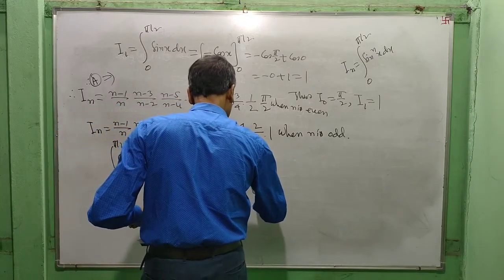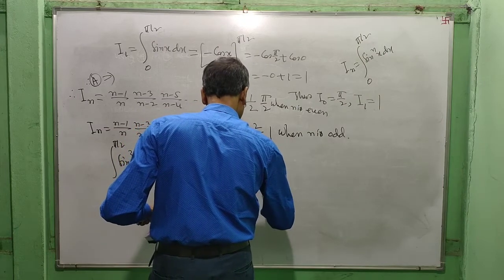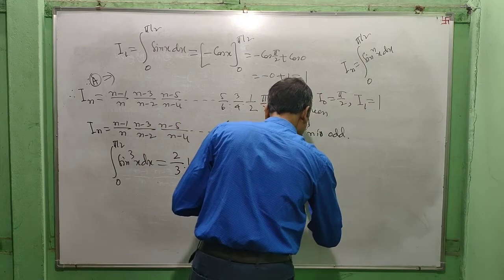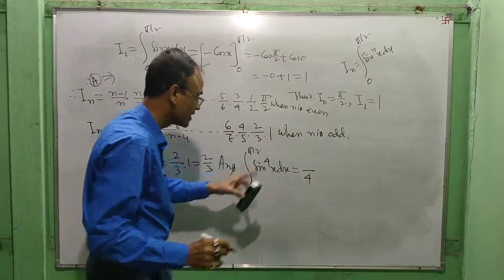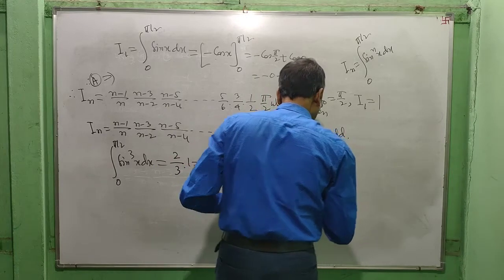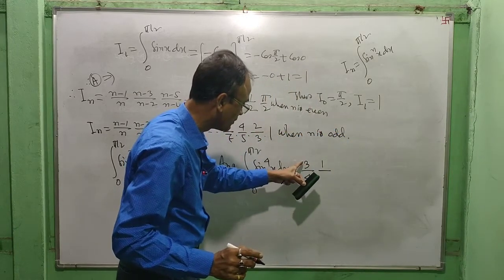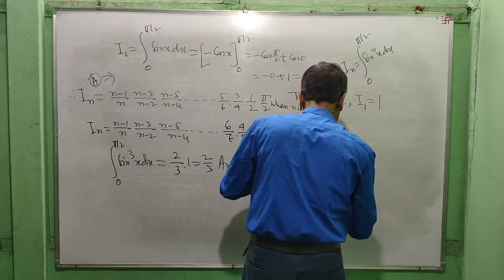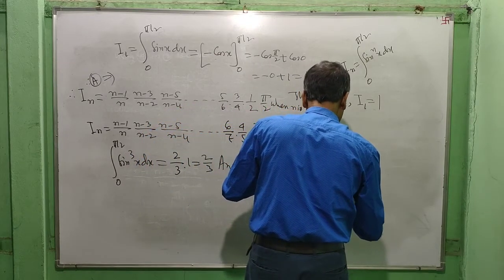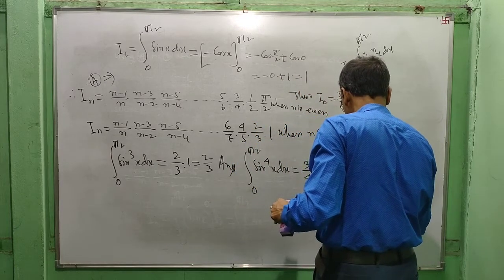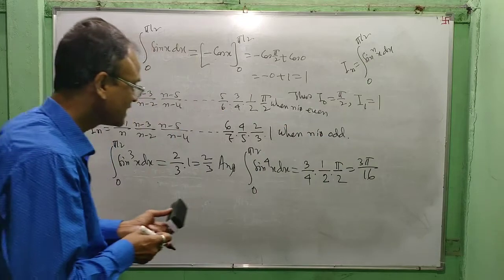Integration 0 to pi by 2 of sin to the power 4x dx equal to, in the denominator you put 4 and in the numerator 4 minus 1, 3. Next, subtract 2 from both numerator and denominator, 3 minus 2, 1. This is 2 into pi by 2. This is equal to thrice pi by 16, 3 pi by 16.